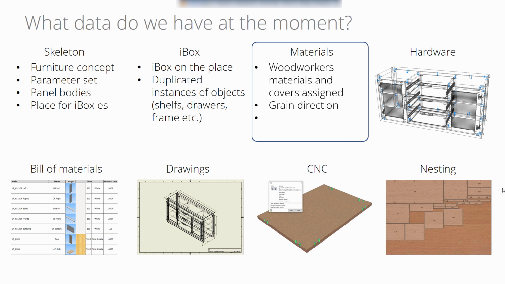So after this stage, what do we have? We have assigned woodworkers materials and covers. We set the grain direction. By default, the grain direction is set to be in parallel with the longest edge of your part, but if needed you can change it. You can set it to be parallel with another edge. It can be rotated by some angle, and so on. Also, we define the oversize for some of the parts. So basically that's all the stuff that we have for now.